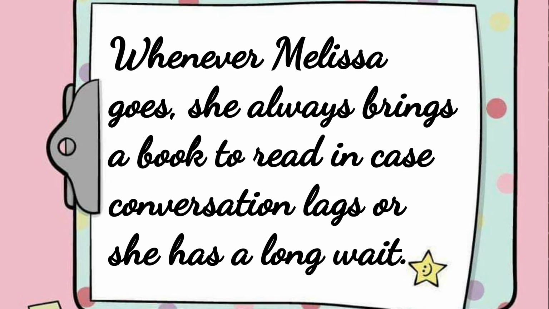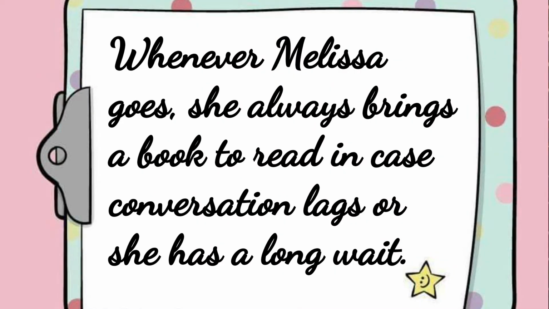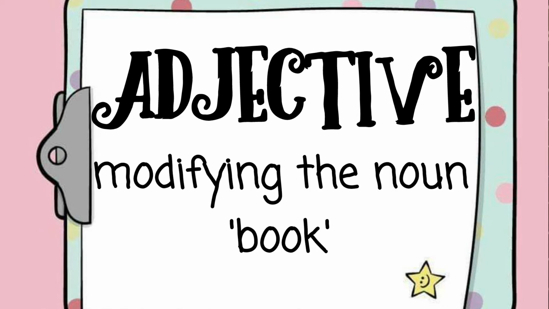Next sentence. Whenever Melissa goes, she always brings a book to read in case conversation lags or she has a long wait. What is the infinitive in our sentence? That's right, we have to read. Now, what is the function of the infinitive to read in our sentence? Does it function as a subject, adjective, object, or adverb? That's right. It functions as an adjective modifying the word book or the noun book.